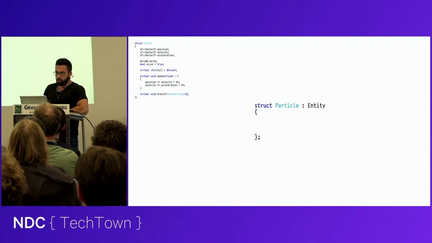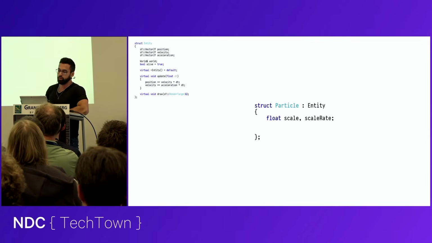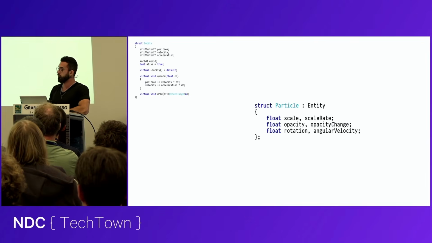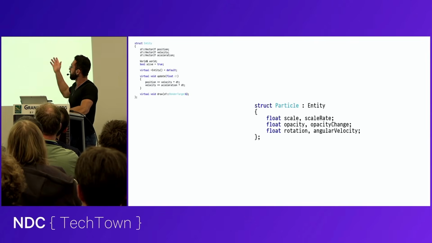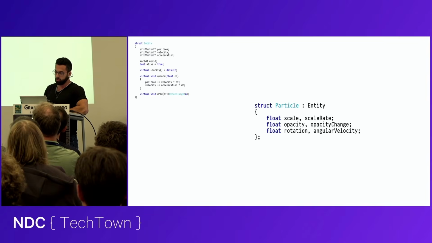Okay, so this is our base class. Particle is going to be quite simple. We just derive from entity, and they're going to have a scale, opacity, and rotation, which can change over time, and we're going to capture this with these rates and changes.